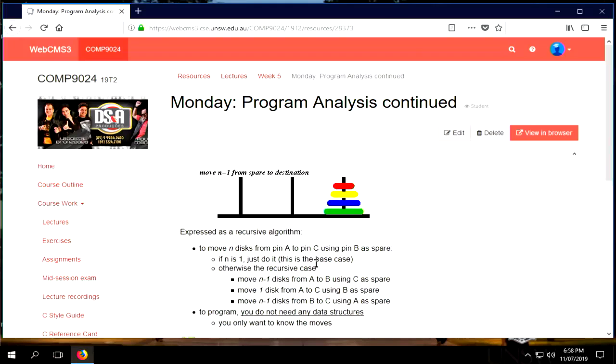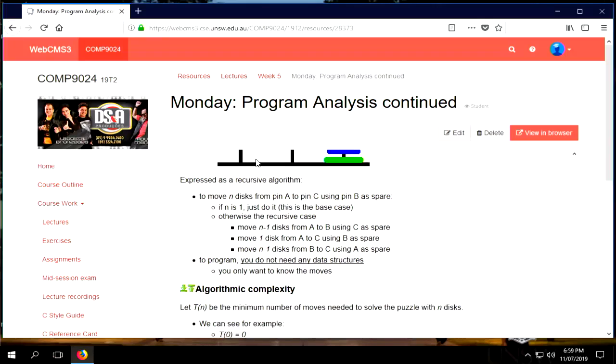So you give the pins names, A and C. The only thing you want to know is the moves that you need to carry out to actually move all of the disks from the source pin to the destination pin. You don't have to create any data structures. It's only the number of moves that's important. That's very important in the programming.